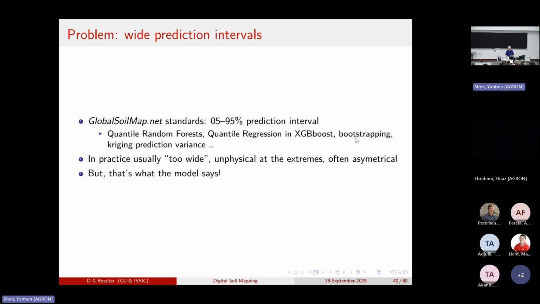Second, I showed you the wide prediction intervals. The model says this is how wide it is, and we really feel that it's unphysical. Often you can even say that range is impossible. pH is a good example. I mean, there's no way I'm going from 5 to 8, right? I go from 5 to 7.2 or something. There's no way it could be that bad.